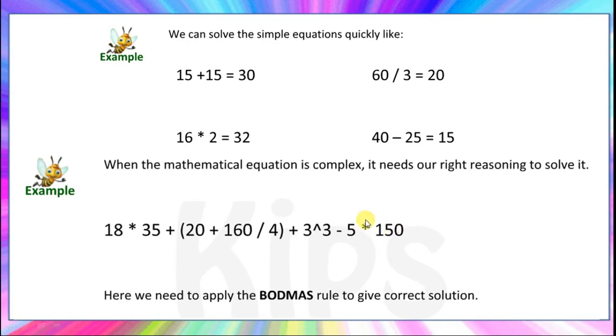Children, in computer, star is used for multiplication, the control symbol is used to give the power value, and slash is used for division. Here we need to apply the BODMAS rule to give the correct solution.